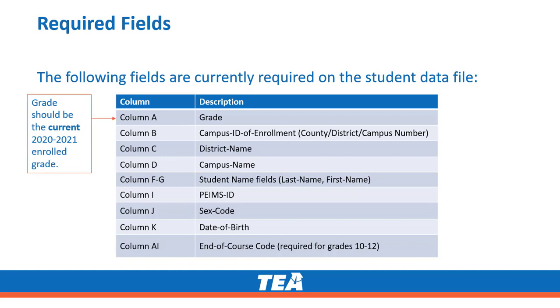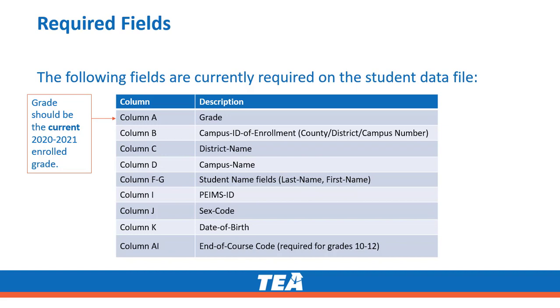Column A, grade. The grade should be the current 2020-2021 enrolled grade. Column B, campus ID of enrollment. This is the county district campus number. Column C, the district name. Column D, campus name. Column F through G, student name fields, last name, first name.